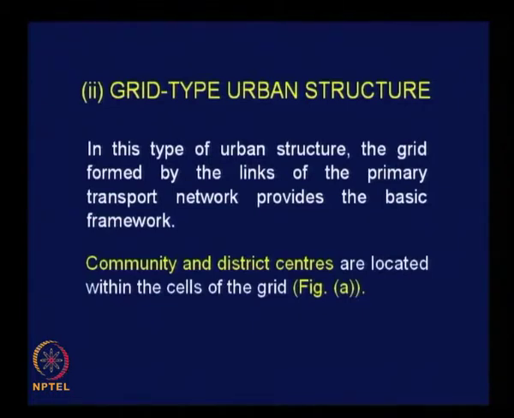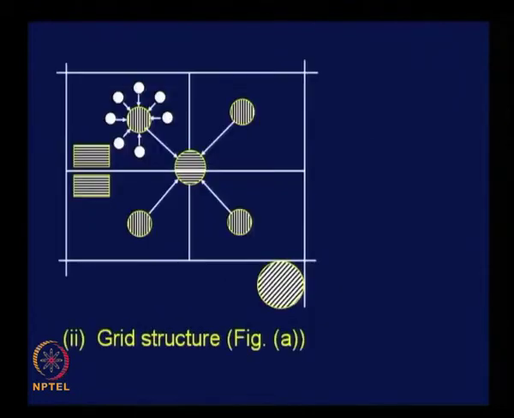And of course, community and district centers are located within the cells of the grid. Once you make a grid, you will have a number of cells, and within each cell you are locating 2 centers of the hierarchical level, namely community centers as well as district centers. Both are inside each of the cells. Let us see how exactly these centers are located in the cells. This is how they are located.